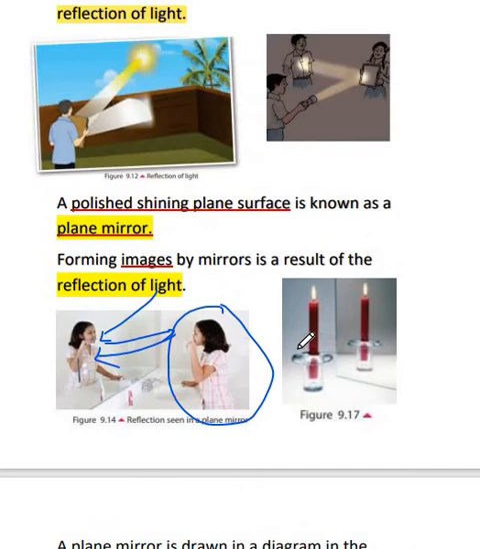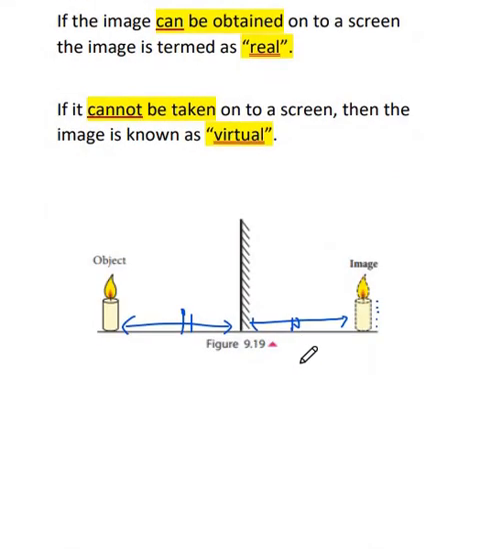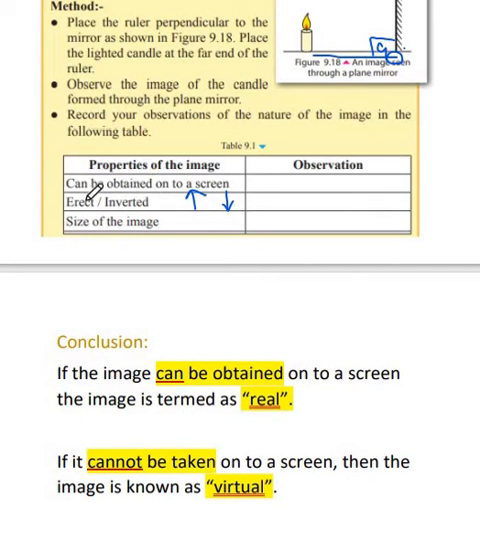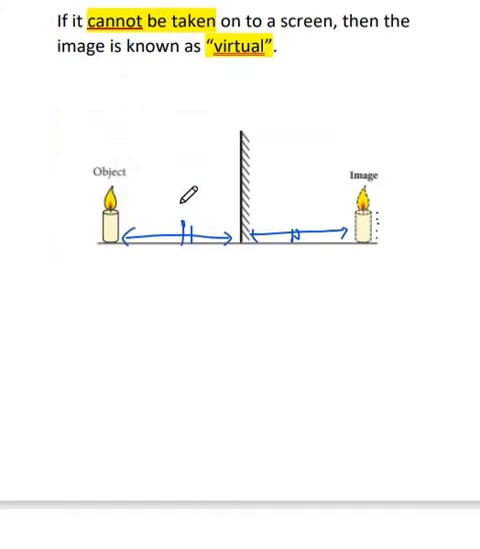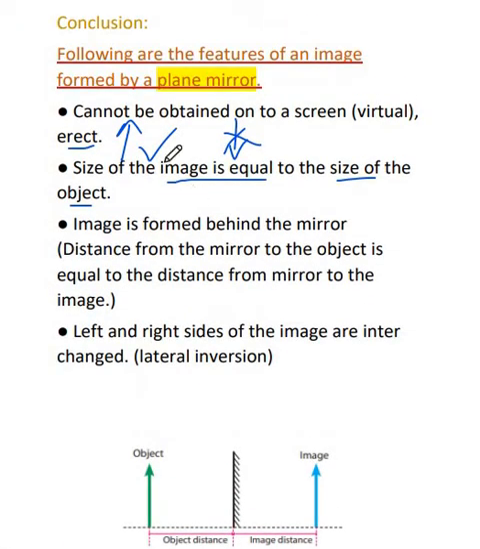Now, when you go on further like this, I had told you certain things. Erect and inverted. Okay, guys. So erect is like this, inverted is like this. This is inverted, this is erect. Erect means the head is where it's supposed to be and the legs are where the legs are supposed to be. Inverted means the head and the legs switch positions.